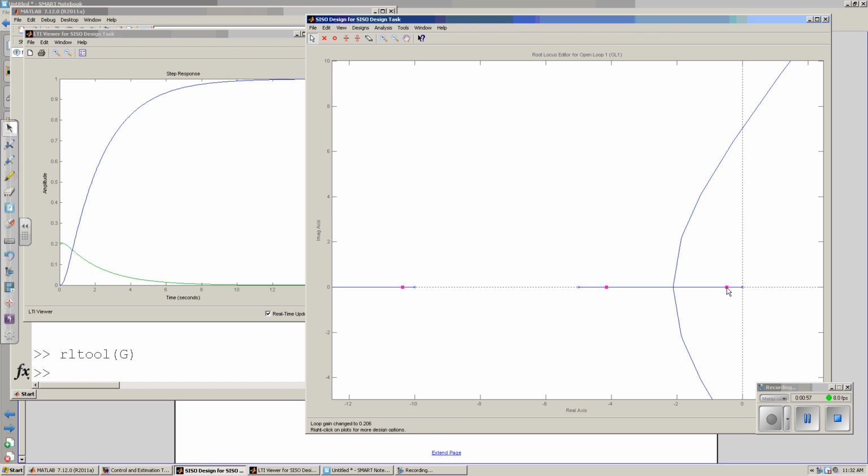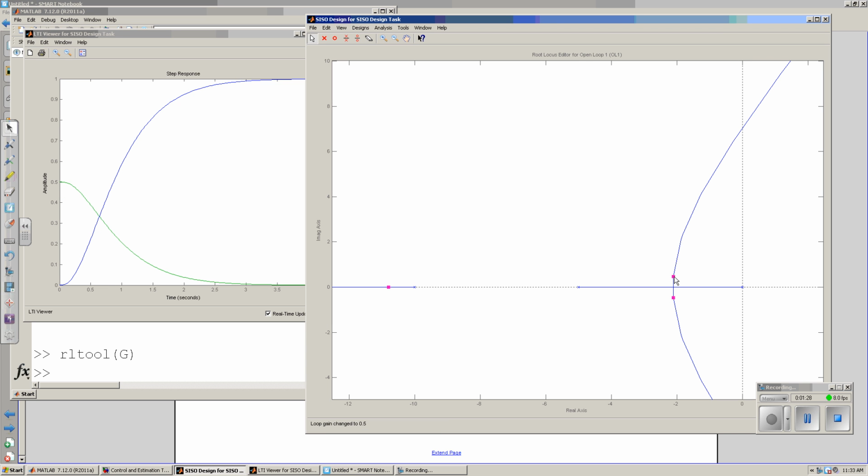For example, suppose I place the pole right there at the pink spot at, say, minus 0.5. That's a real pole, so the step response should behave like a first order system, and that's what you get. The settling time is about 8 seconds, 4 over 0.5. The gain that puts you there is 0.206. If I were to pull that point to the left, I get a quicker response. Again, the dominant pole is real, so there's no overshoot.